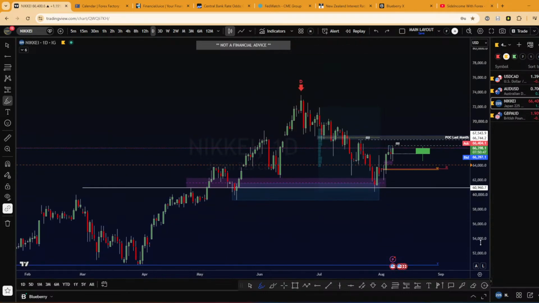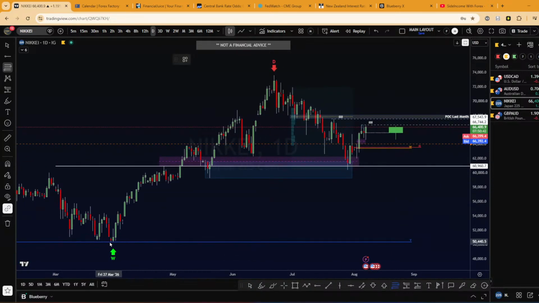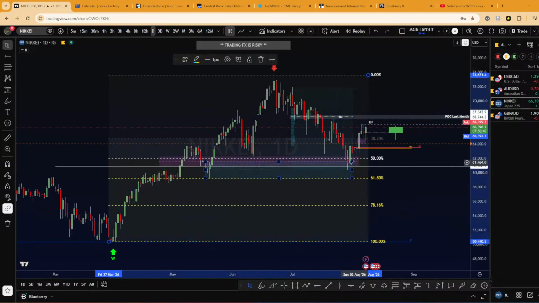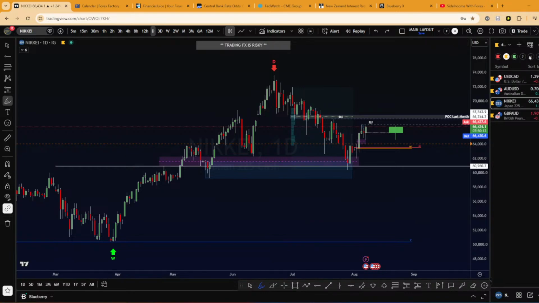See if I measure this. Wait, yes, we already tested the 50%, so I would not exclude that we could reject this level again, and then we come back, retest the discount zone, then we continue the movement. This is a possibility. Okay, but it seems like a lot of risk on indices in general.